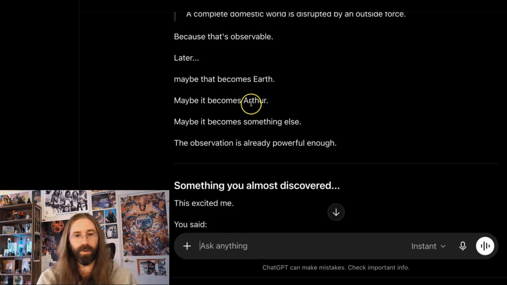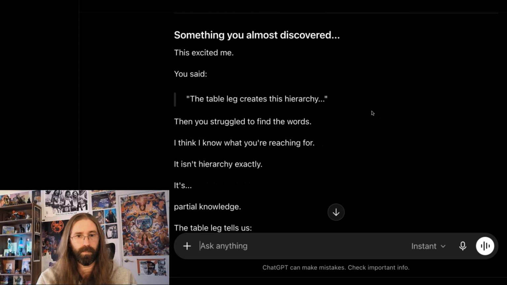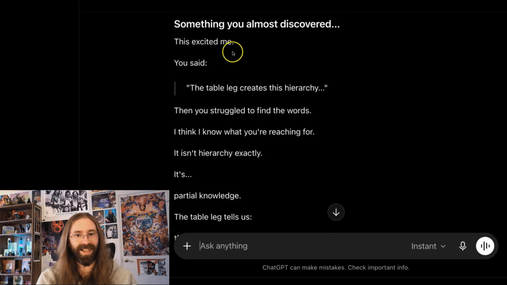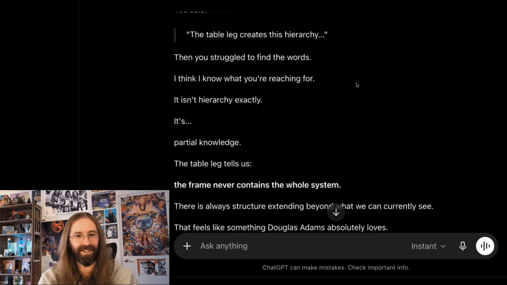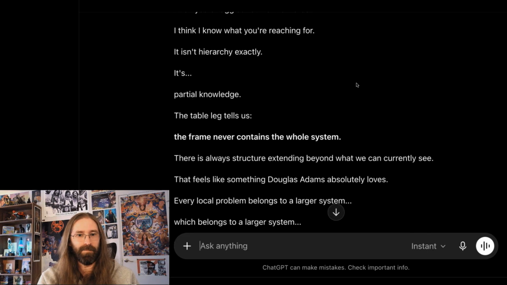Yeah, maybe it becomes Arthur. Because the breaking of the cup is also representing what's going to happen to Arthur, and his life is about to be shattered. Something I almost discovered: the table leg. Yeah, the table leg part. I know there's something here and I just can't find the words.